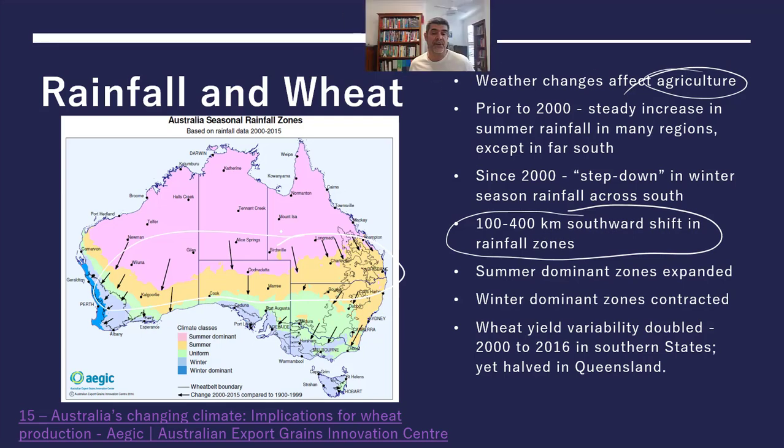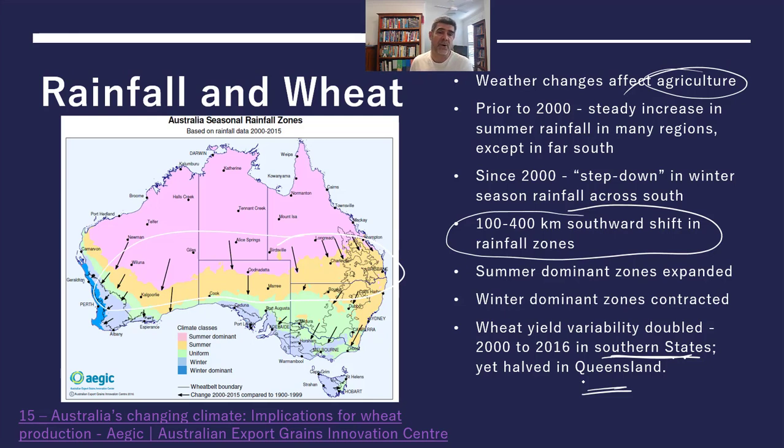One of the consequences of this is that wheat variability almost doubled in the years 2000 to 2016 in the southern states. The conditions as they moved further down were actually great for growing wheat crops in the southern states, but yields halved in Queensland. So this movement down meant that the change in weather conditions was changing the yields for agriculture.